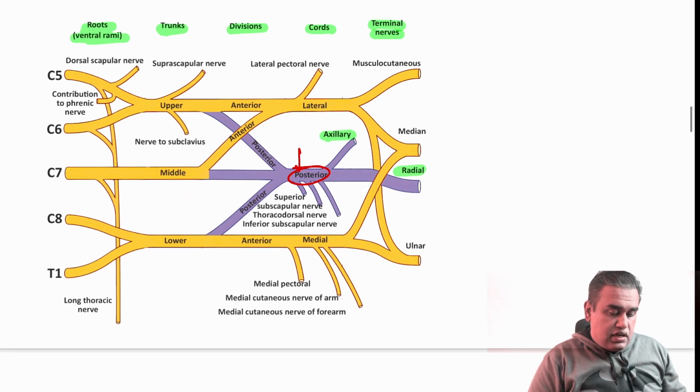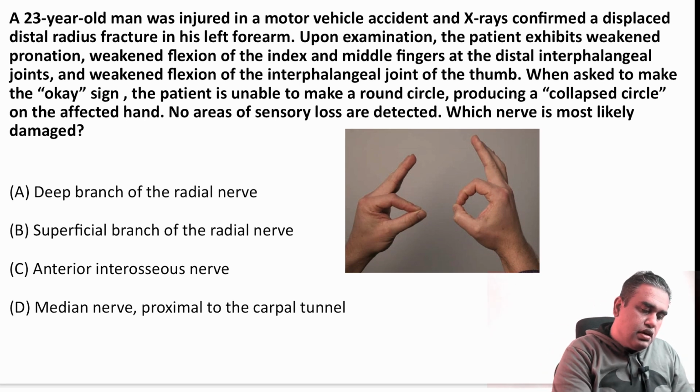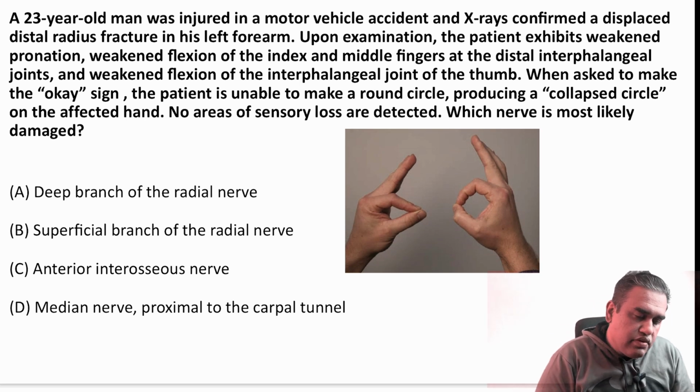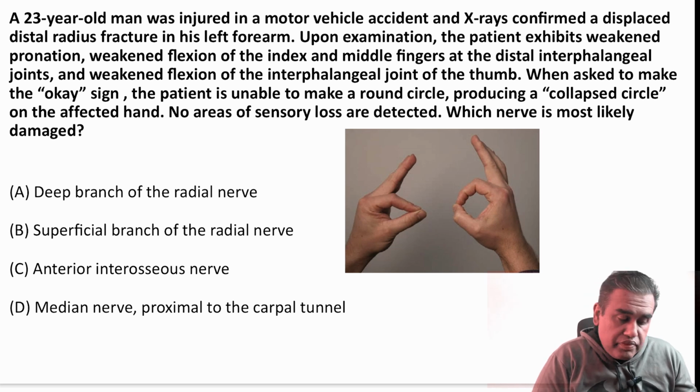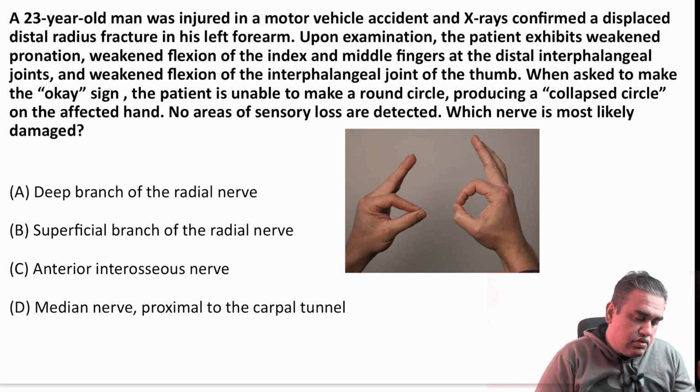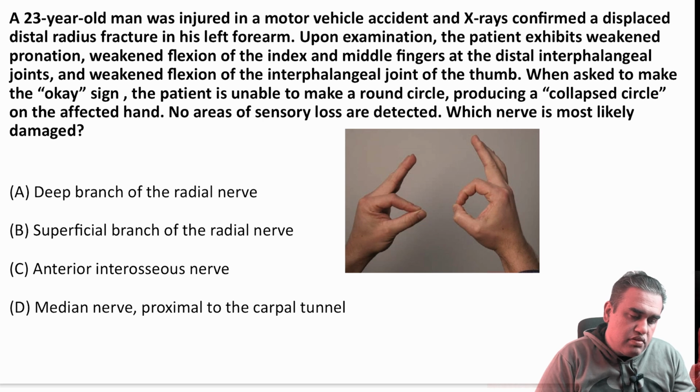Let's move to the second one. Let's see the second question. A 23-year-old man was injured in a motor vehicle accident and X-ray confirmed a displaced distal radius fracture in his left forearm. Right? So there is a displaced distal radius fracture. Upon examination, the patient exhibits, now see what the findings are. Weakened pronation. Weakened flexion of the index and middle finger at the DIP. We have done this question yesterday. At the DIP there is weakened flexion of the index or middle finger, and weakened flexion of the IP joint of the thumb.